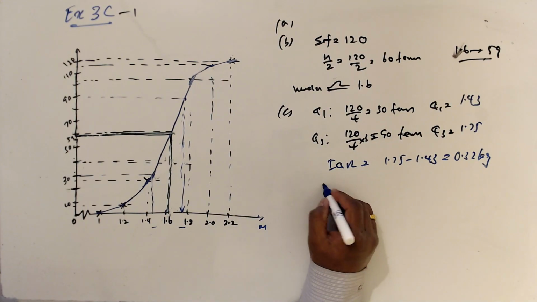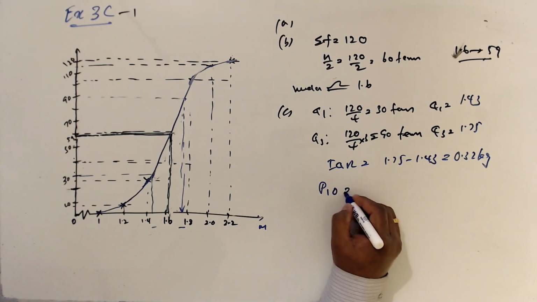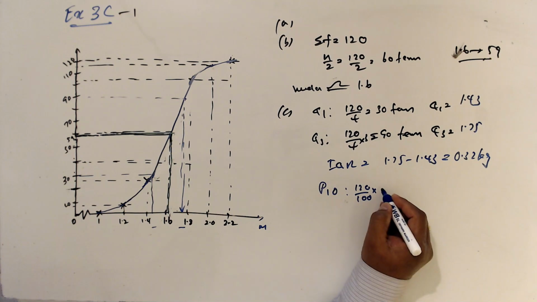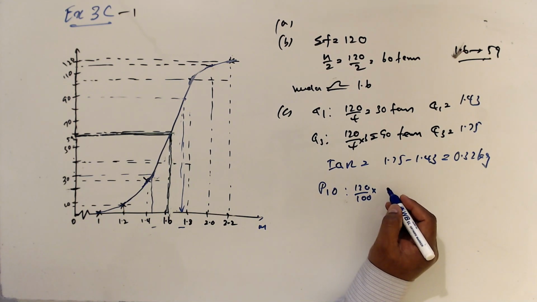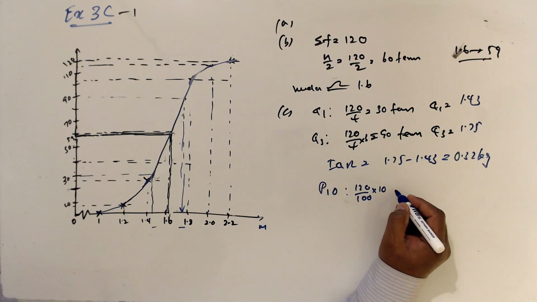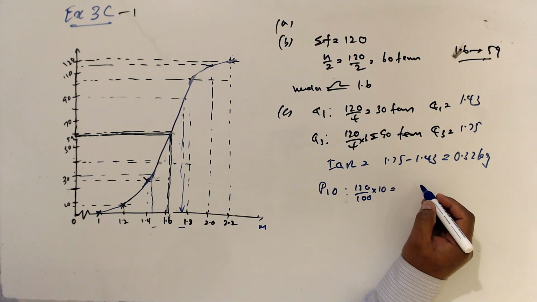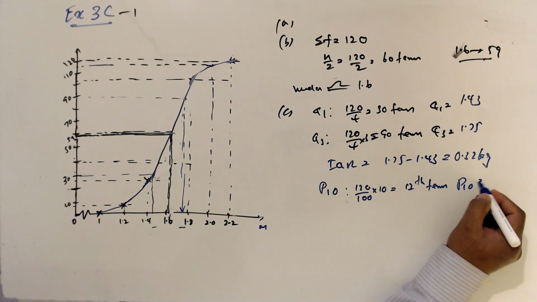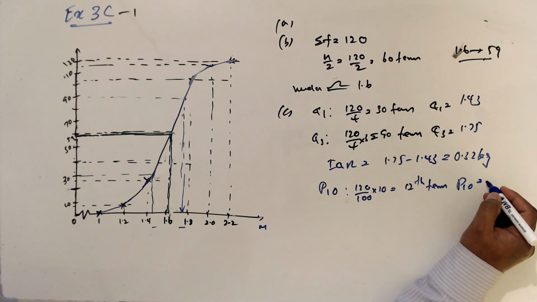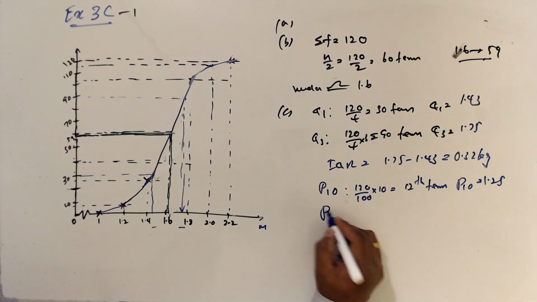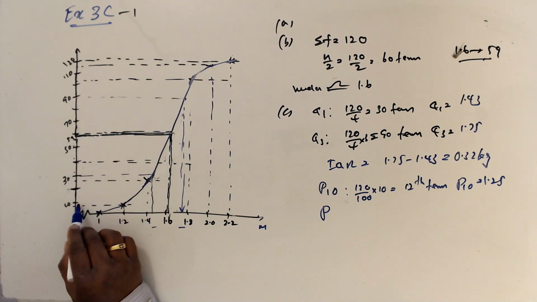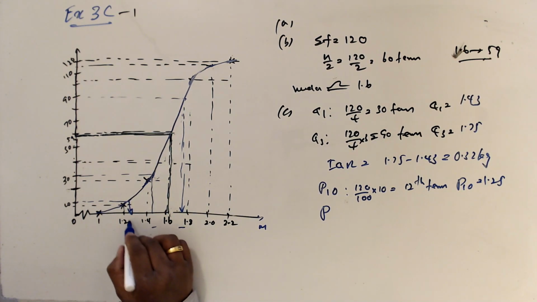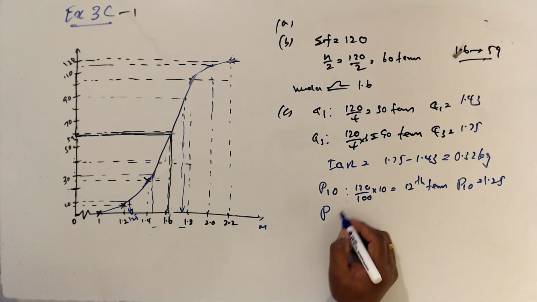And then P10 is 120 divided by 100 multiplied by 10. This is going to be the 12th term. So for P10 you may get around 1.25 approximately. This is the 10th percentile, 1.25.